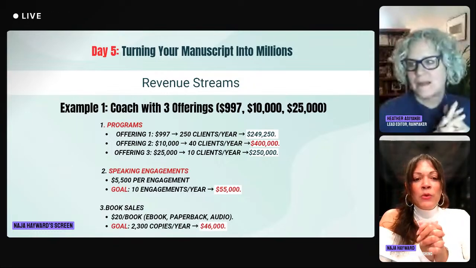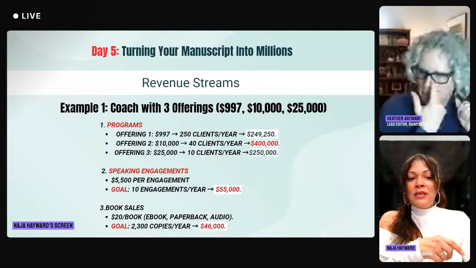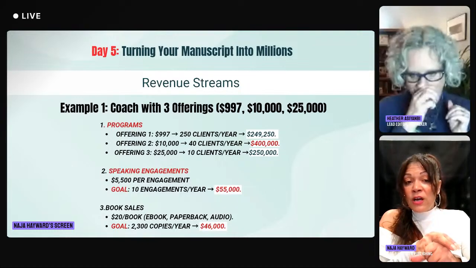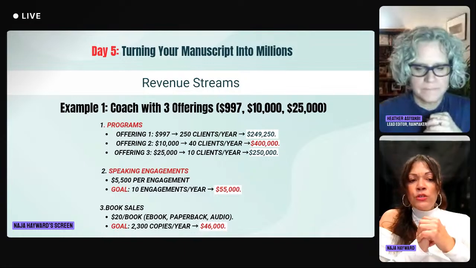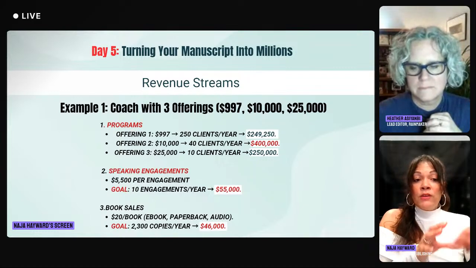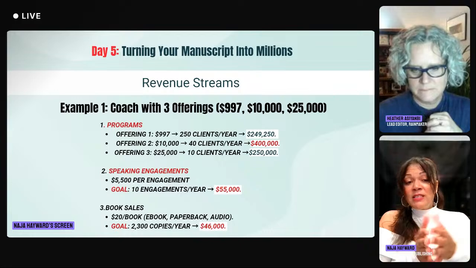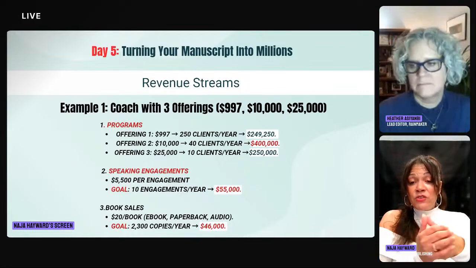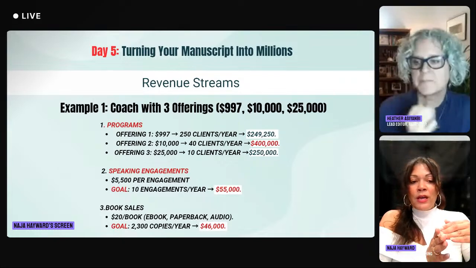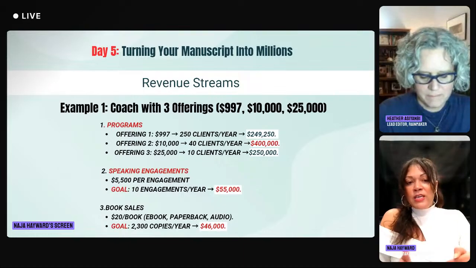So I'm going to run through this really quickly. These are just some ideas on if you wanted to actually make $1 million in your business. These are some ways to actually make that happen. For a coach with offerings of a $997 offering, a $10,000 offering, and a $25,000 offering, they would need to sell 250 of the $997, 40 of the $10,000, and 10 of the $25,000. They could look at 10 speaking engagements at $5,500. The average speaker's fee is $7,500 to $12,000, so we went on the low end there. And then at a $20 book that you sign, there's 23 books, and that will take you to $1 million, right?